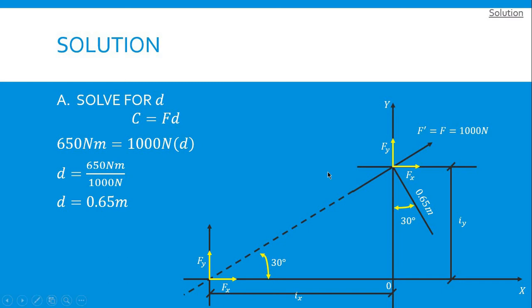In solving for D, we are going to use the formula C is equal to F times D. By simply substituting the given, 650 Newton meter is equal to 1000 Newton multiplied by D. Revising this equation, we will have D is equal to 650 Newton meter divided by 1000 Newton, and we will get the D, which is 0.65 meter.